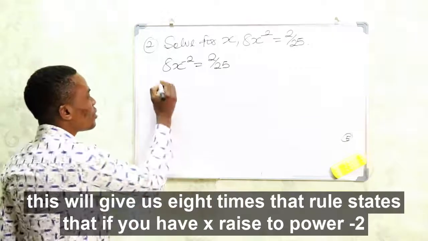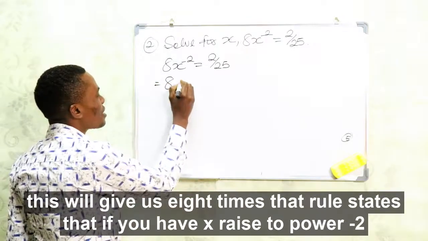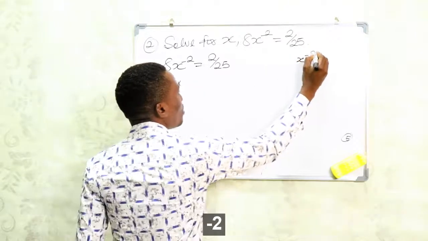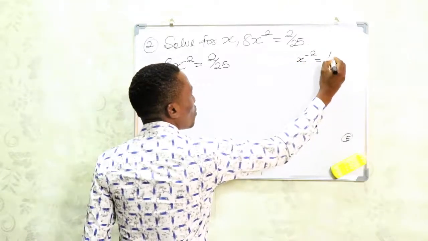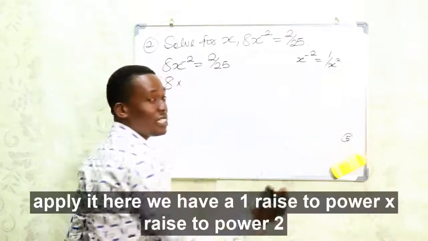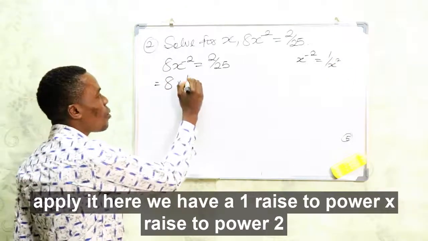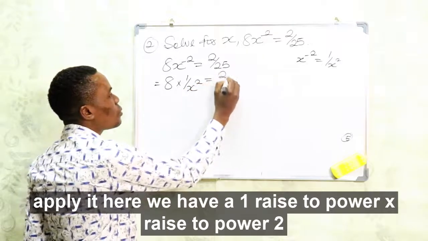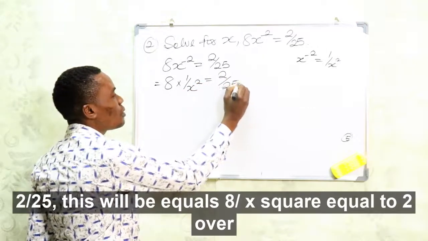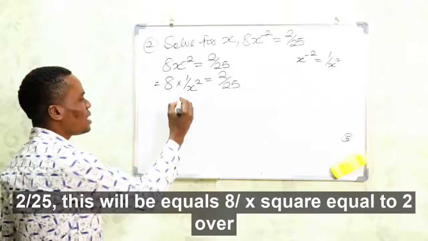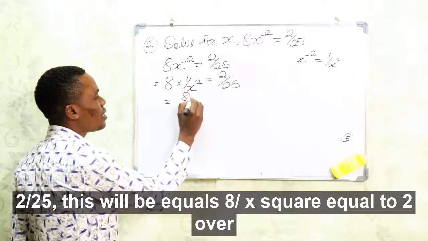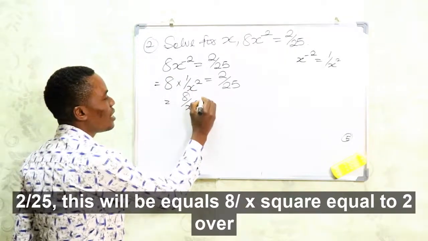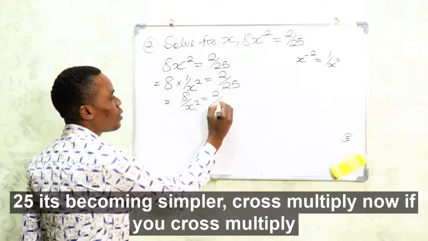Now, if we apply that rule, we'll have 8 times. That rule states that if you have x raised to power minus 2, it will be equal to 1 over x squared, right? Good. Now, if you apply it here, we'll have 1 over x raised to power 2. That will be equal to 2 over 25. Now, you've come to see that this will be equal to 8 divided by x squared, because 8 times 1 is 8, equal to 2 over 25.